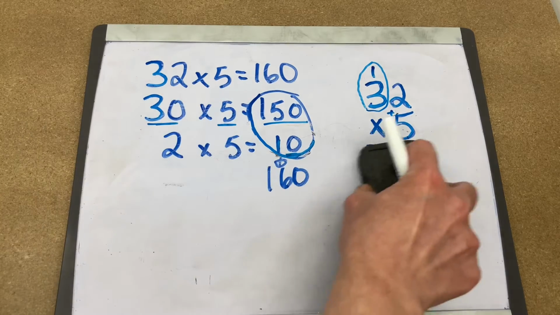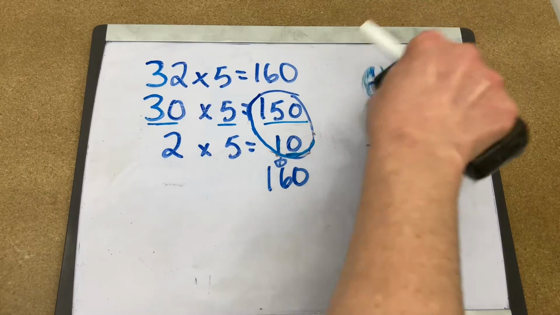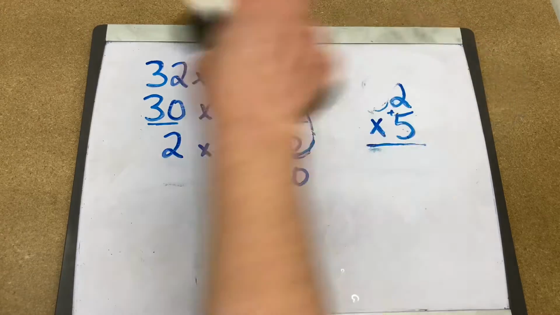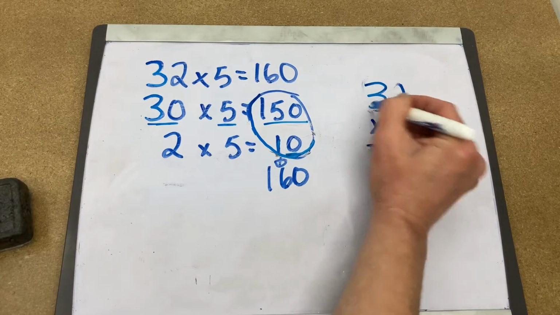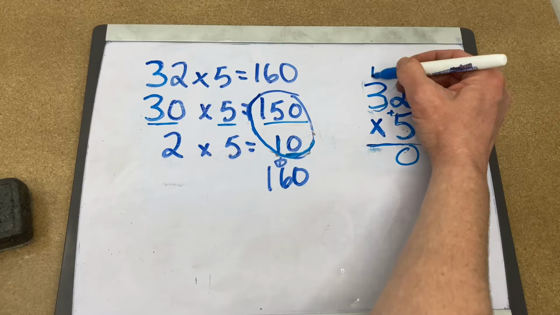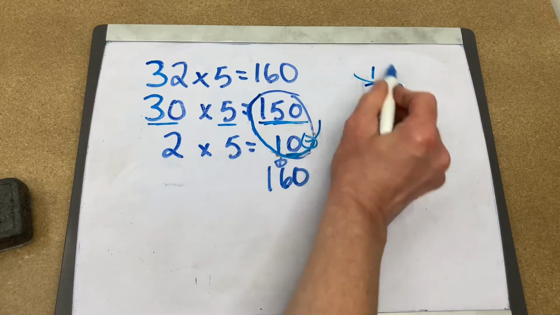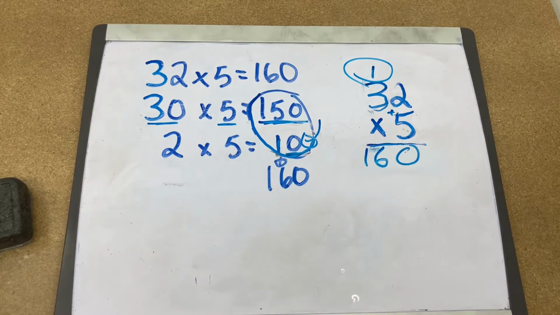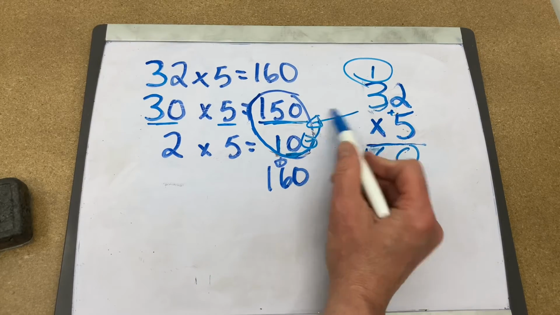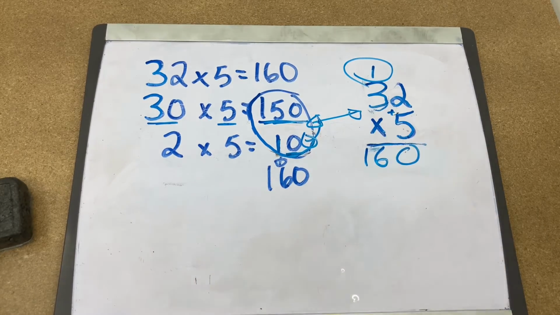30 times 5 is 150. So then we need to re-explain that the 2 times 5 is the 10, and we put the 10 up here, and 30 times 5 is 150, and then we add the extra 10 up here for 160. And once students understand that, the algorithm is much easier.